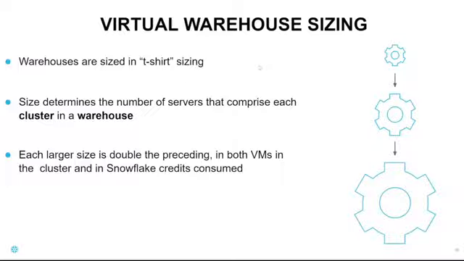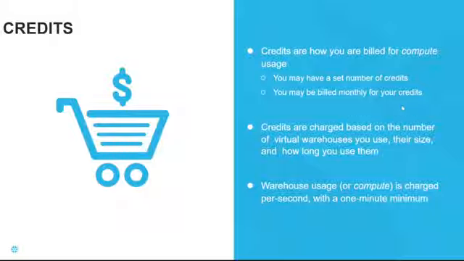Now, as we mentioned, it works on t-shirt sizing, where you start from extra small and go up to 6X large. This is how you can increase the size of the warehouse based on your use cases. And as we mentioned, Snowflake works on a credit system, so credits are how you are billed for compute usage.